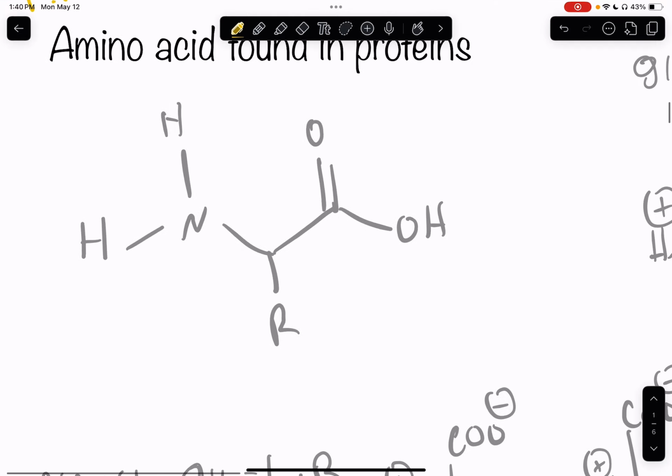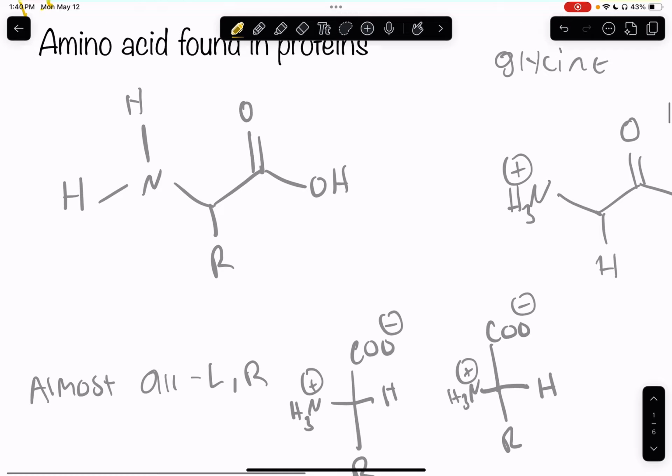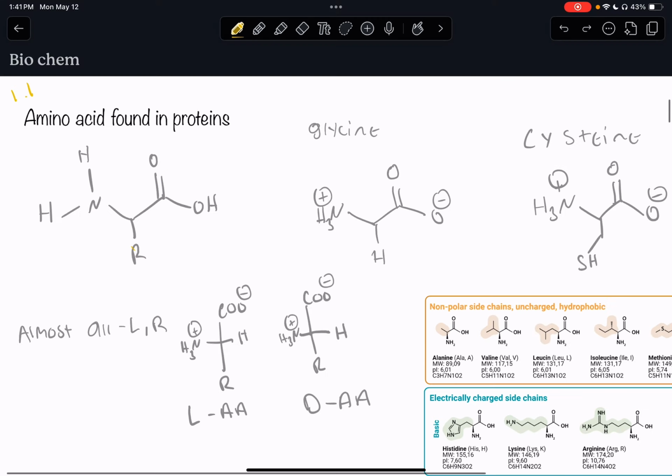So first you need to know that amino acids have this general structure of a nitrogen group connected to a CH group connected to an R group connected to a carboxylic acid. The only thing that changes about this structure is the R group. The structure will always be exactly what it is here.